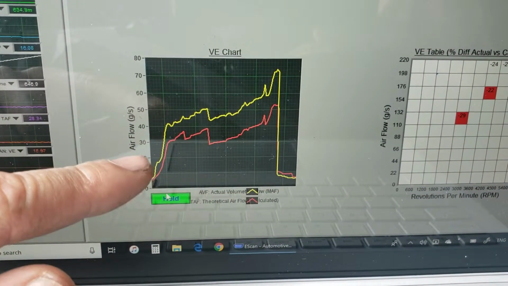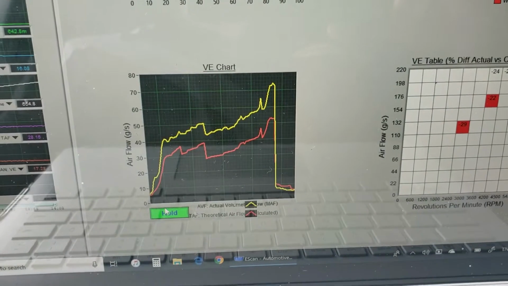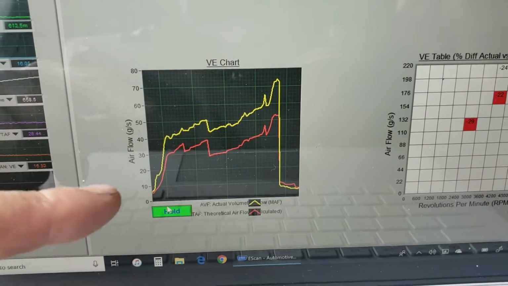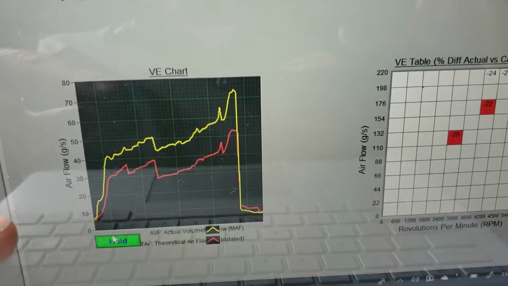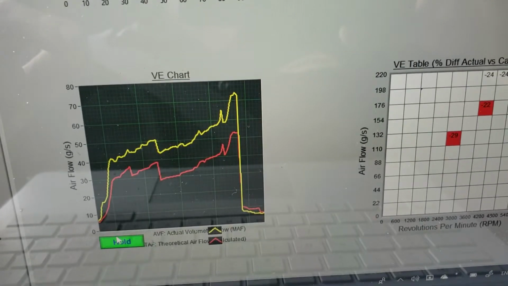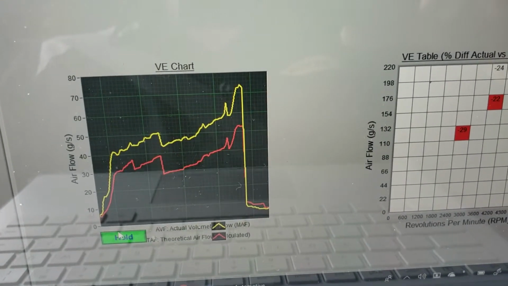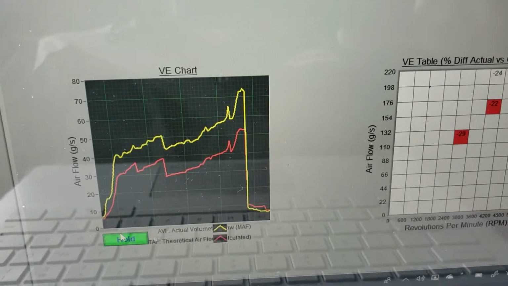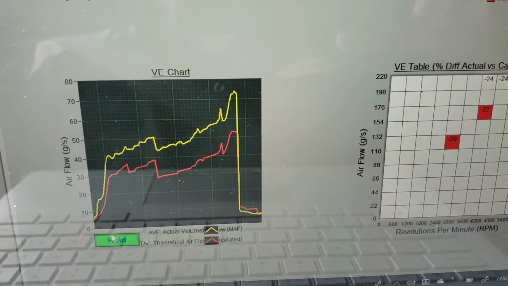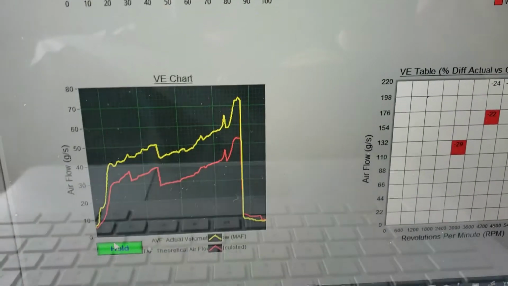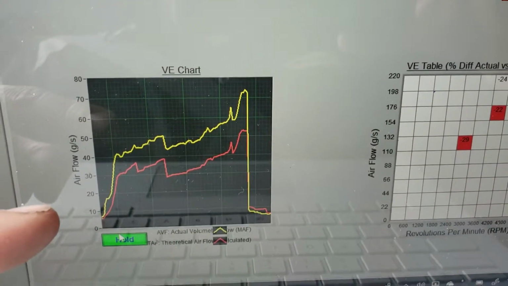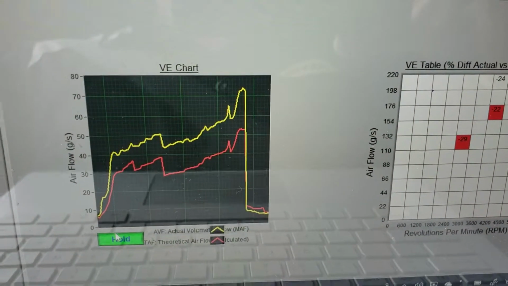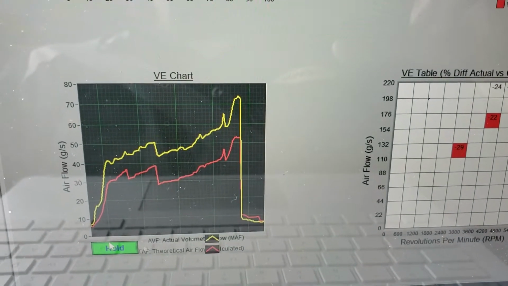Okay guys, let me explain this a little bit, what this graph is. This is how much air the mass airflow is reporting in graph mode. So the red line is the theoretical curve, and that's how much air this engine is capable of getting. The yellow line is the actual reported air coming in. Basically, these two lines should be fairly identical to each other. But as you can tell, the yellow line is way above the red line, so the sensor is over-reporting.